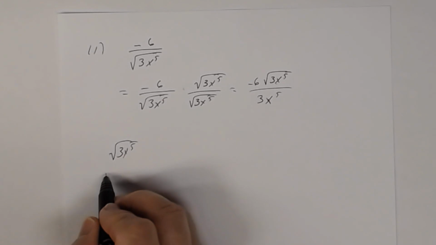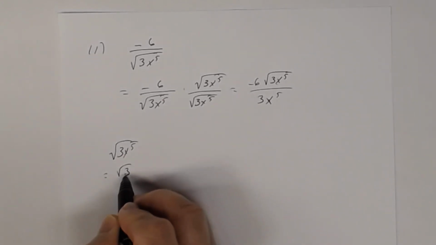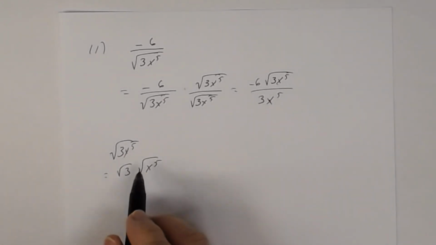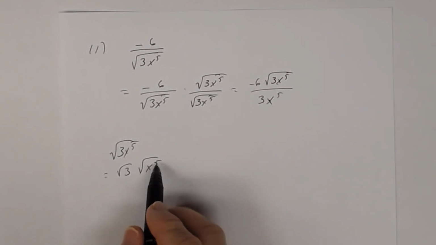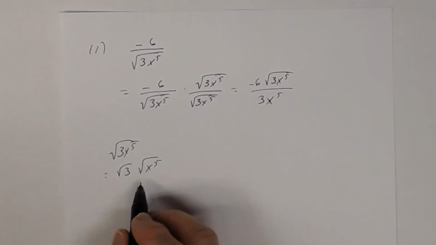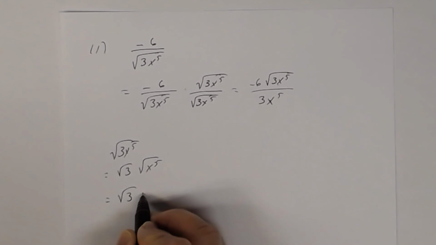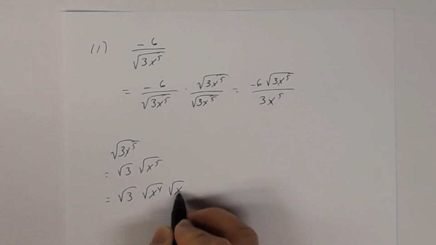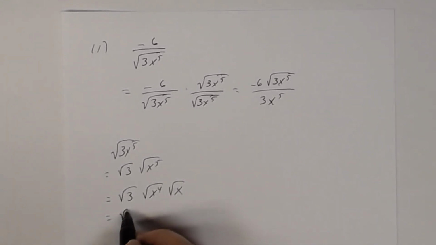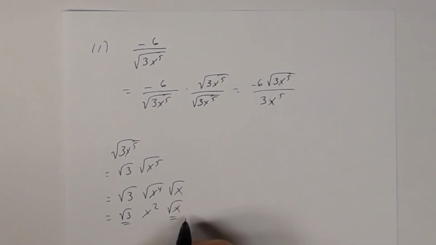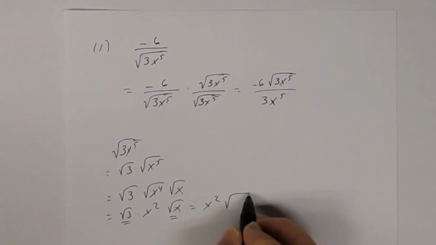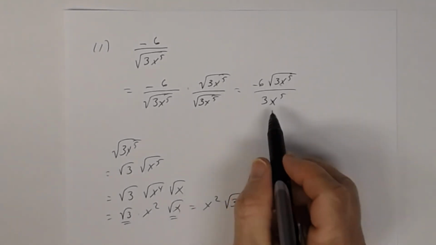Using the product property, I know that that's the square root of 3 times the square root of x to the fifth. And I know that the largest whole number less than 5 that's divisible by 2 is 4. So I can rewrite this as square root of 3, square root of x to the fourth, square root of x. The square root of x to the fourth is x squared, now square root of x. And then write this as one square root. So I get x squared, square root of 3x.